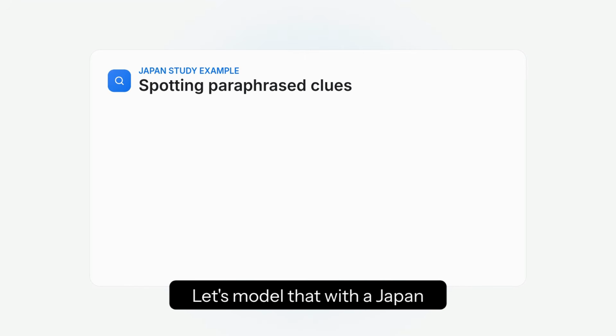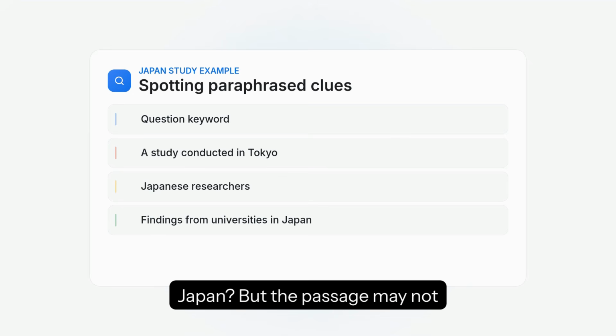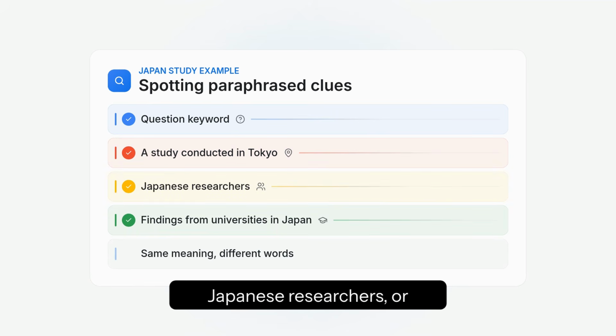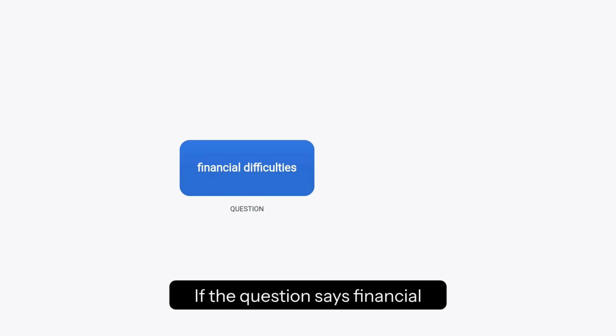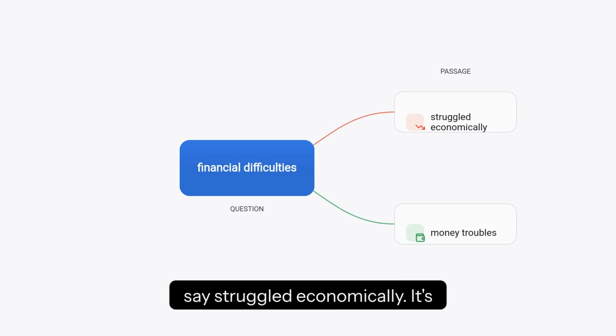Let's model that with a Japan study example. The question might say which paragraph mentions research carried out in Japan, but the passage may not use exactly the same words. Instead, you might see clues like a study conducted in Tokyo, Japanese researchers, or findings from universities in Japan. If the question says financial difficulties, the passage might say struggled economically.